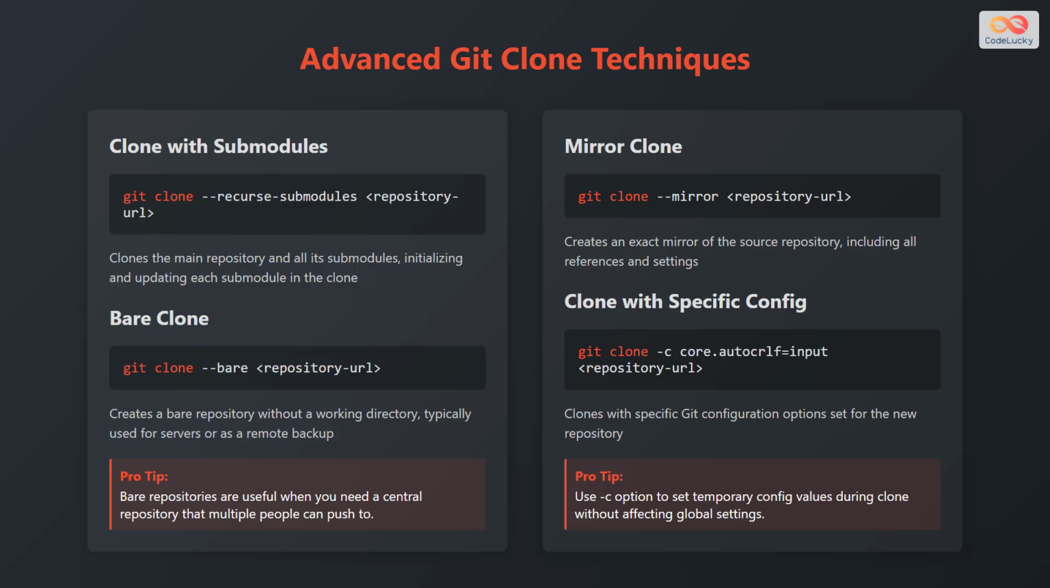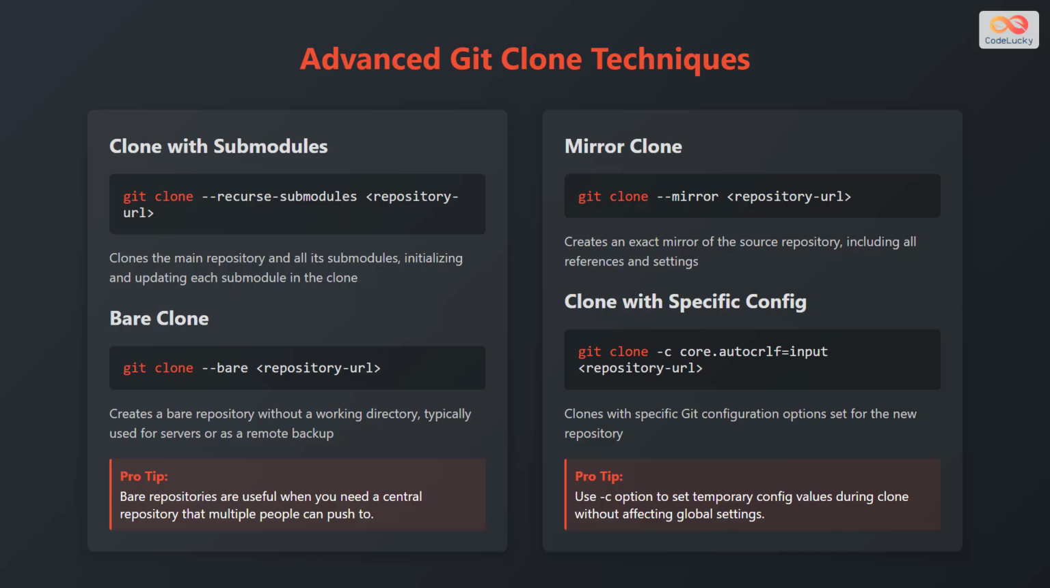To create a bare clone, which is typically used for servers or as a remote backup, use the bare option followed by the repository uniform resource locator. For example, git clone --bare, then the repository URL. Bare repositories are useful when you need a central repository that multiple people can push to.